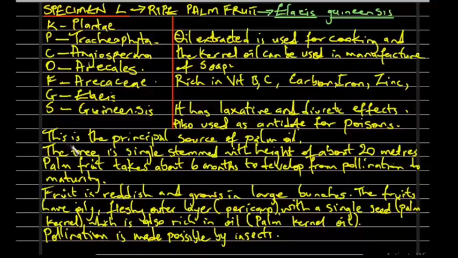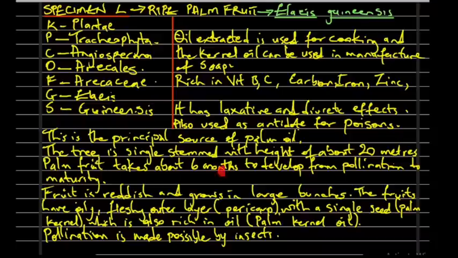Now, this oil palm, or palm fruit rather, is a very important product in the production of palm oil. It is very important. In fact, it is the principal source of the production of palm oil. The tree is single stemmed with a height of about 20 meters. There are so many examples of this particular plant, and we have so many varieties now. We have new varieties that are very short and they actually do well.